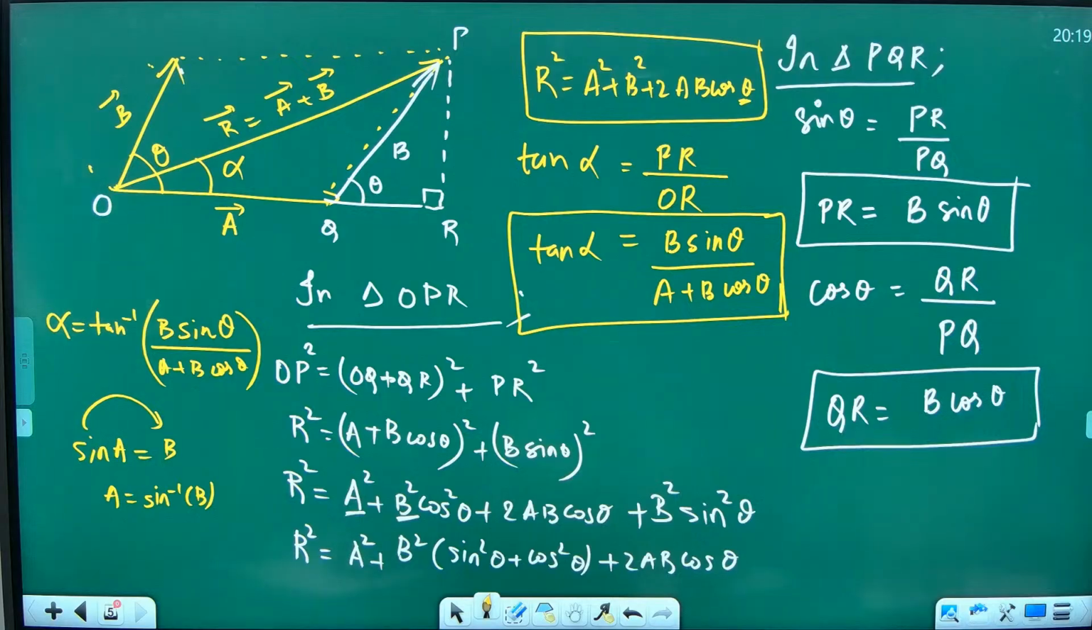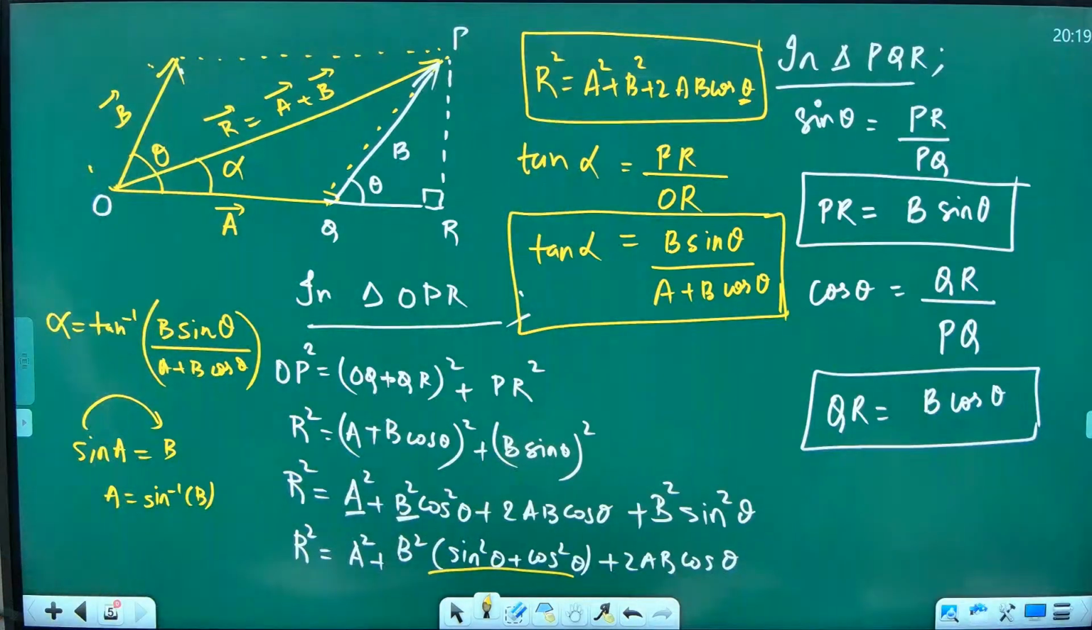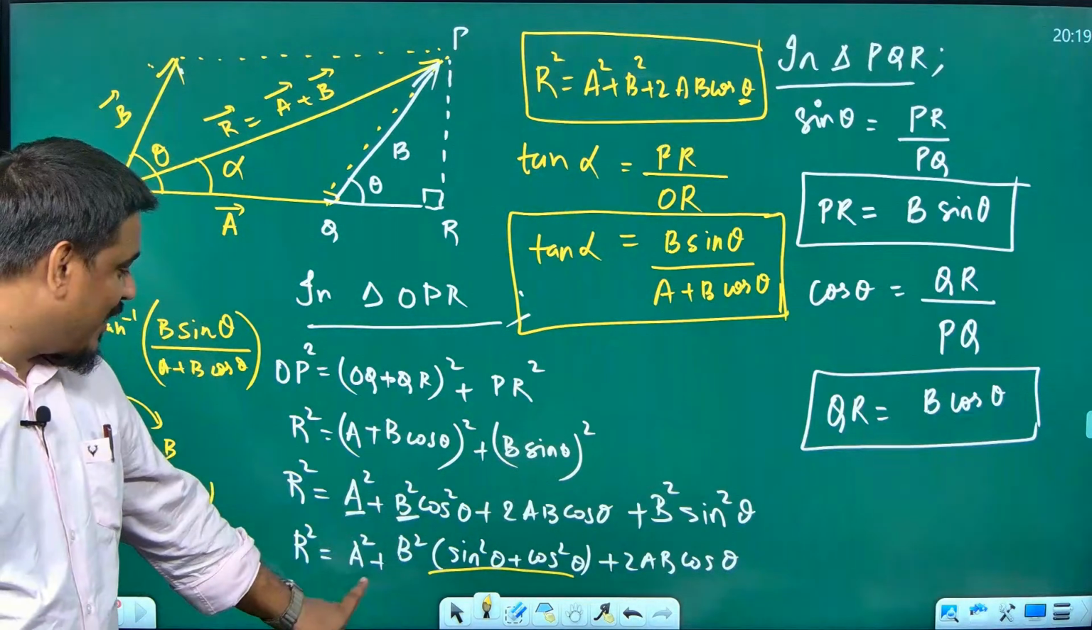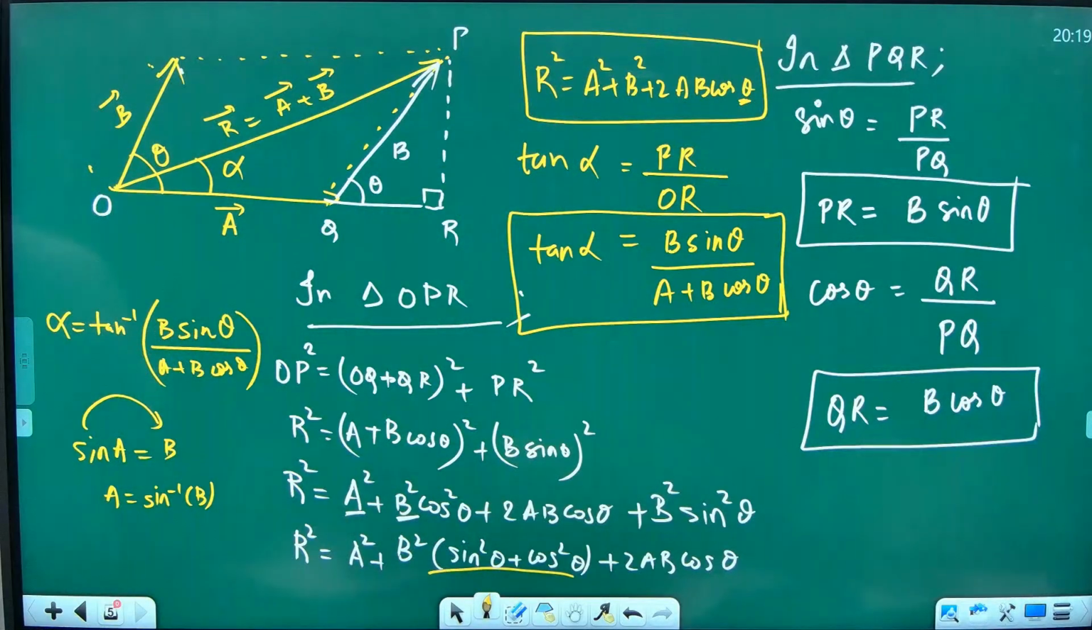Sir, sin square theta plus cos square theta can be written as 1. Yes, man. Where is it there? Oh, here. I did that, man. This only I wrote as 1 here, no? It disappeared. You can't see. A square plus b square. Where did this go? I wrote it as 1, man.